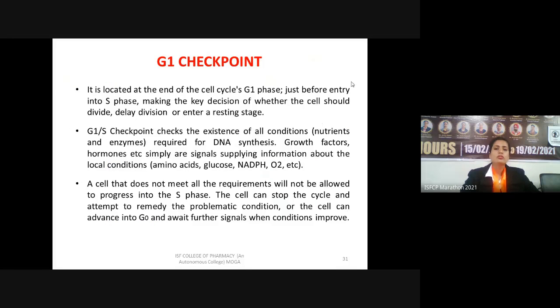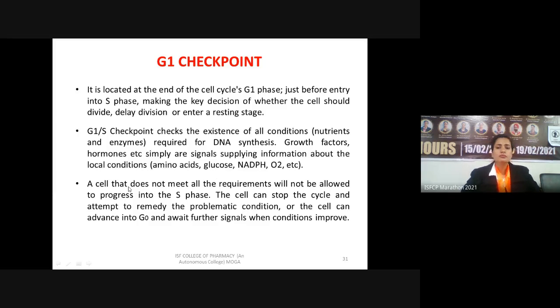So, what happens in the G1 checkpoint? The G1 checkpoint is located at the end of the cell cycle's G1 phase, just before the cells start entering into the S phase. Like I told you earlier, they make the decision whether the cell should divide, or whether it has to delay its division, or whether it has to enter into a resting state, that is the G naught state. The conditions it checks are the nutrients and enzyme requirements for DNA synthesis, growth factor requirements, and hormonal requirements. These may be local conditions also, such as amino acids, glucose, oxygen, etc.